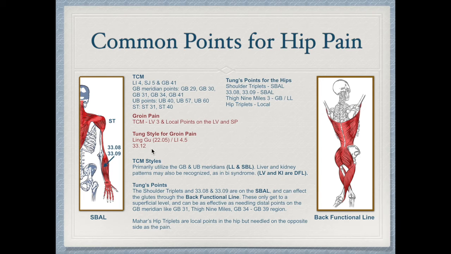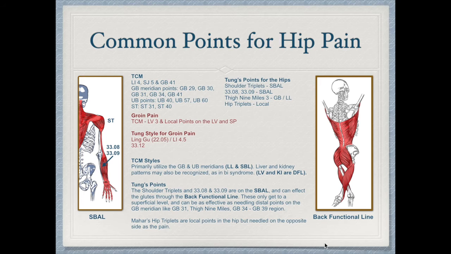When you learn about the functional anatomy of the hip, you can see how there's other points that we can needle to get results. This next point reads TCM styles, and they'll primarily utilize gallbladder and urinary bladder meridian points for treating conditions of the hip. Also, in TCM styles, we'll refer to hip pain and disorders as Bi syndrome, and we can recognize liver and kidney patterns as a part of that.